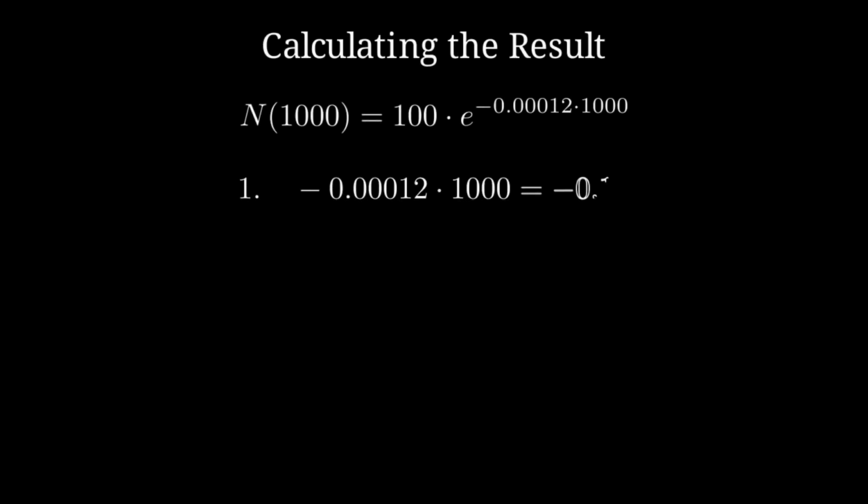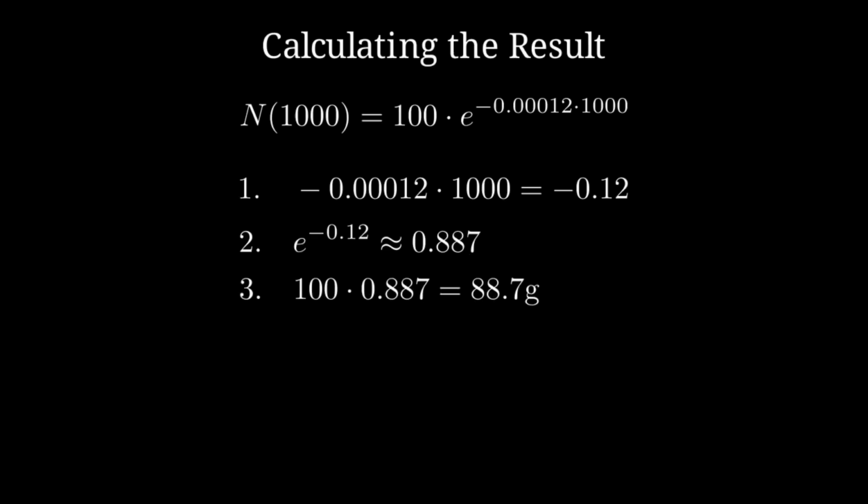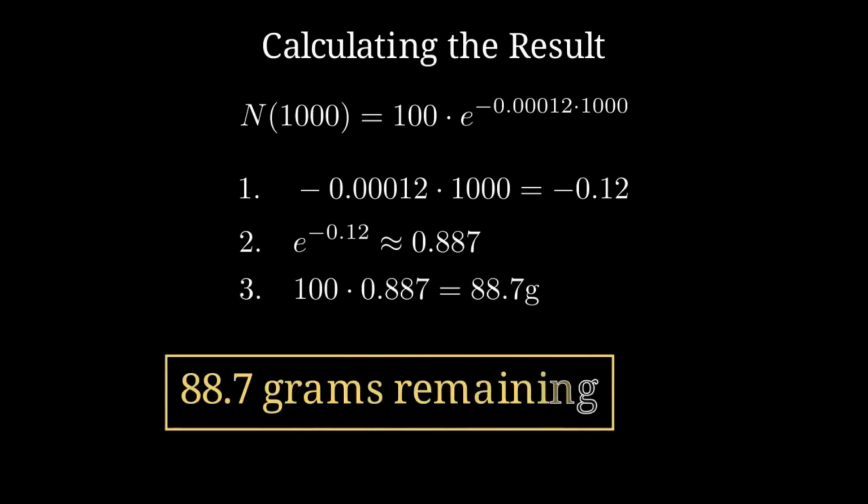First, we calculate the exponent, negative 0.12. Then, we find that e to the negative 0.12 is approximately 0.887. Multiplying this by our initial 100 grams, we find that 88.7 grams remain. This means about 11.3% of the substance decayed over that millennium. Calculus gives us this precision.